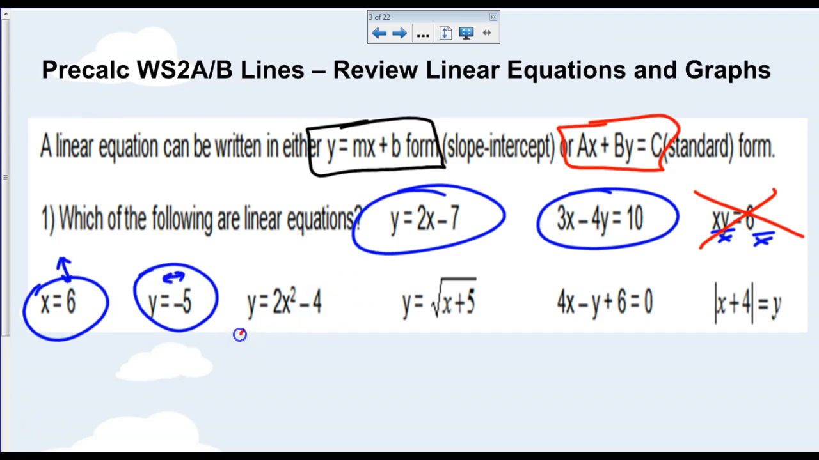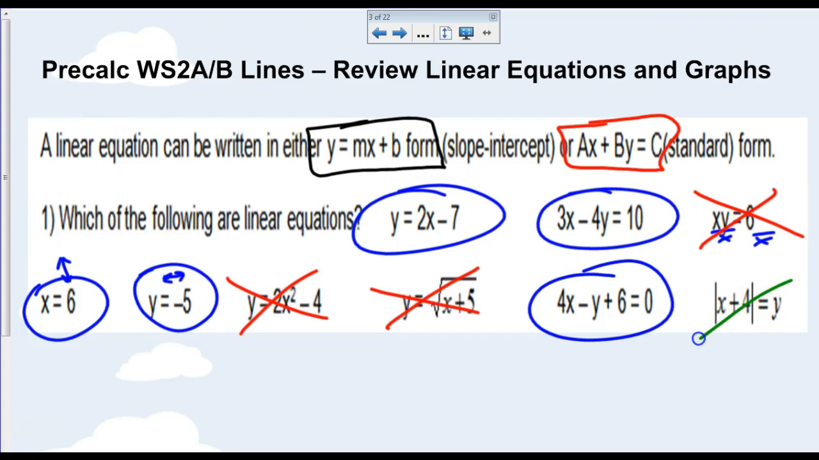This next guy is a quadratic, so not a line. This is a square root function, not a line. This is a really funky looking line. This is a modified version of what we call standard form. We'll talk about that later. And then this guy here is an absolute value equation, definitely not a line.